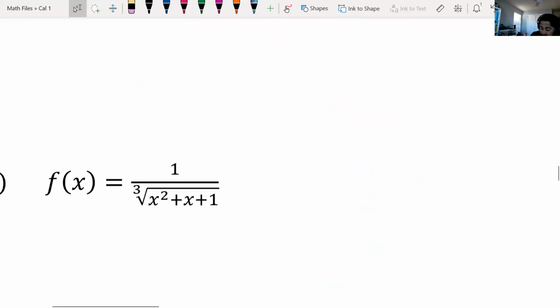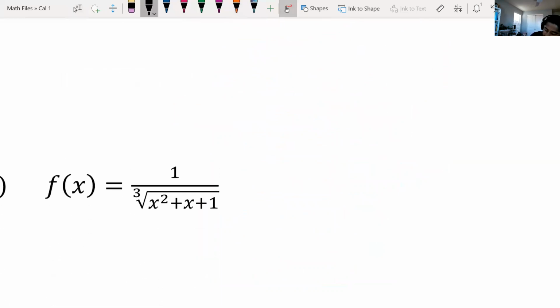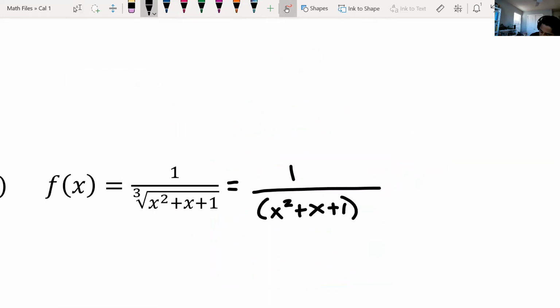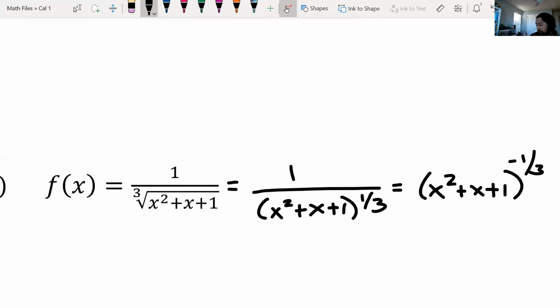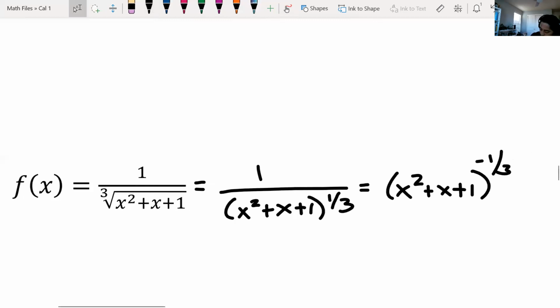All right, same thing with this one. Let's go ahead and rewrite it. We're going to first rewrite this as 1 over x squared plus x plus 1 to the 1/3. And then one more rewrite: x squared plus x plus 1 to the -1/3.